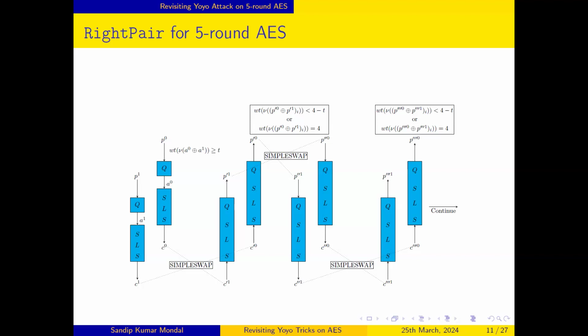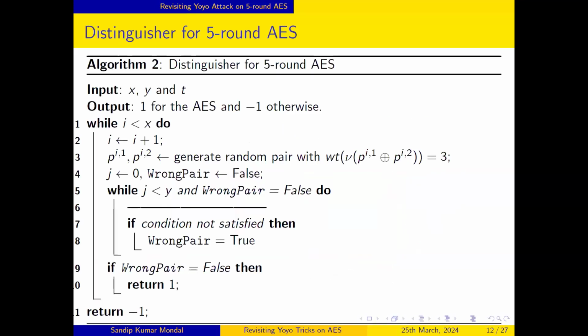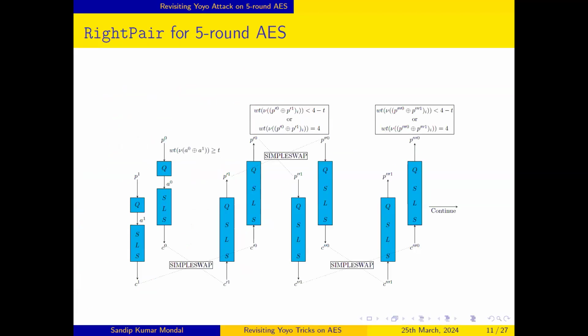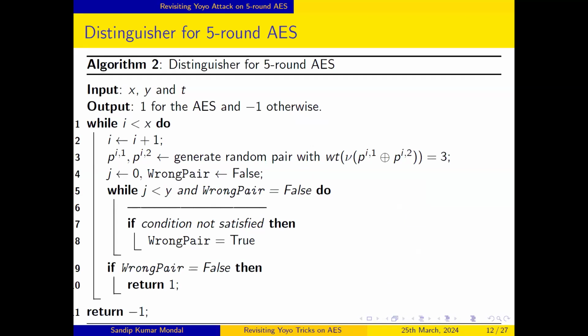After some time, this condition is not satisfied. So the algorithm for distinguishing 5 rounds is easy. Here X is chosen such that we will choose this pair many times, and our target is that at least one right pair is present. So X is chosen such that at least one right pair is present. And here Y is chosen such that every wrong pair gets eliminated.